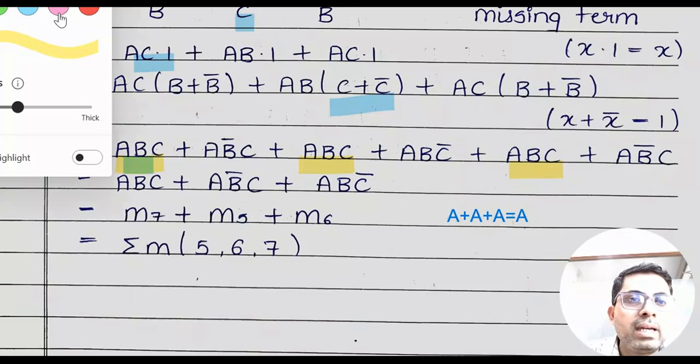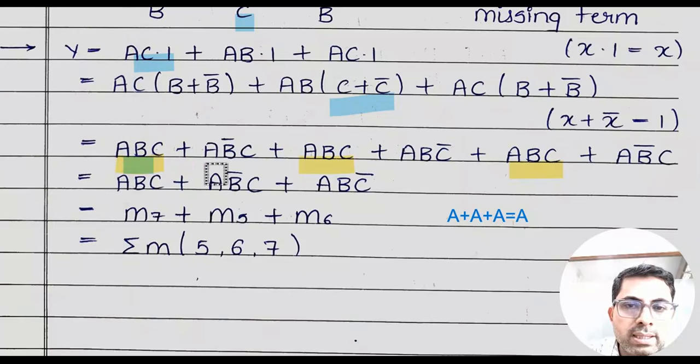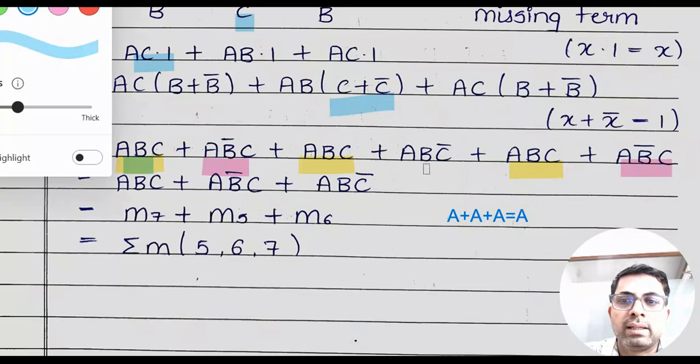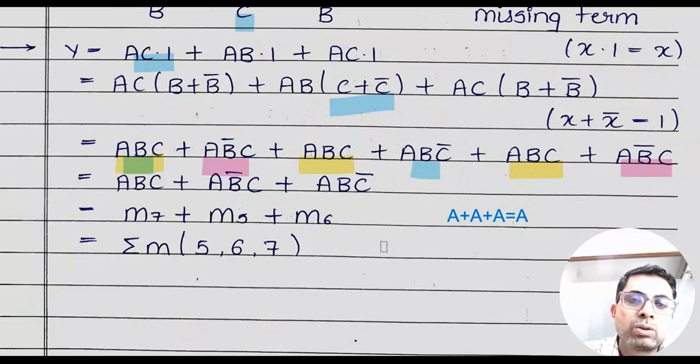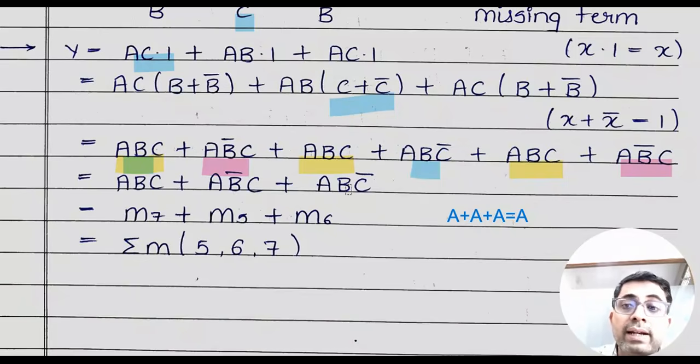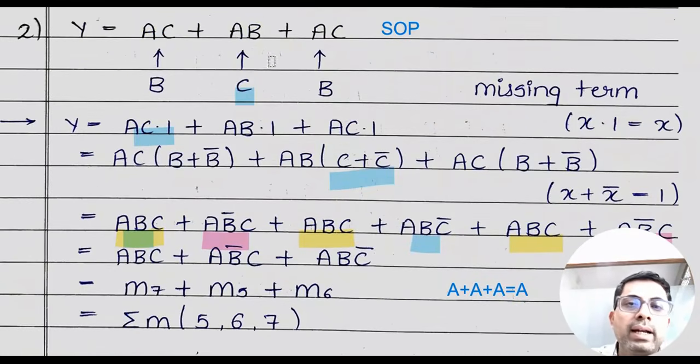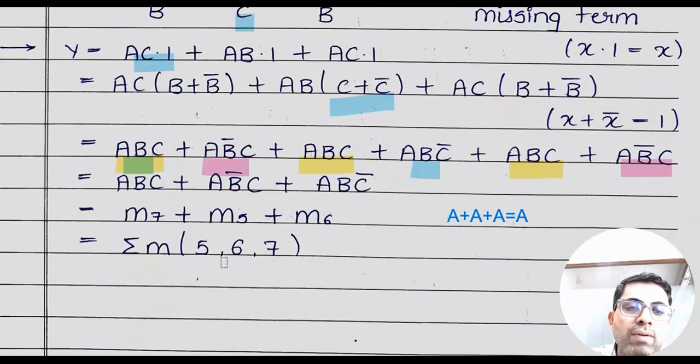Now again, see here. You can see over here that AB bar C and AB bar C are repeating. That is A plus A, which is equal to A. So I have written only the single term, AB bar C. And this ABC bar is as it is because it appears in a single term. So after this, this is the standard form of equation. We have converted this non-standard form of equation into the standard form, and the standard form is also called a canonical form, right?